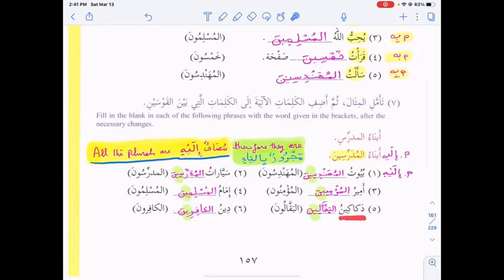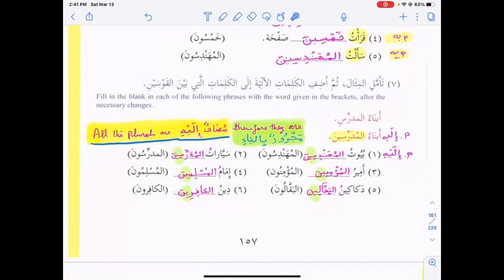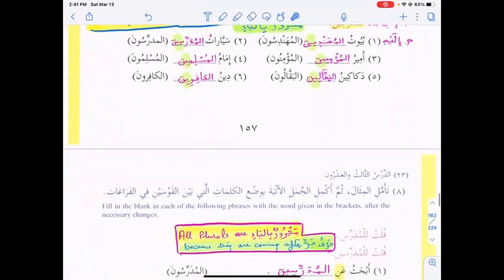Dakakinu, the shops. What do you have to do? Bakkaluna, the greengrocer, the one who sells groceries. Dakakinul bakkalina, the shops of the greengrocers. See? Dinul kafirina, the religion of disbelievers, or the faith of disbelievers. Did you get the idea? Do it, write it, inshallah. Do it slowly, slowly, and then read it loudly.